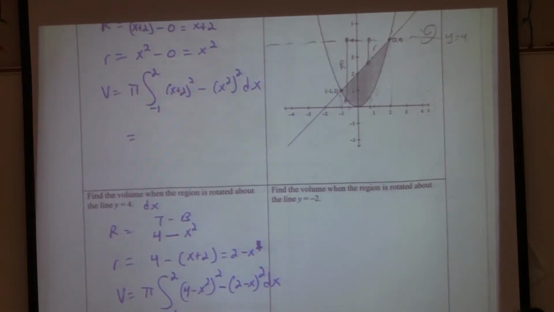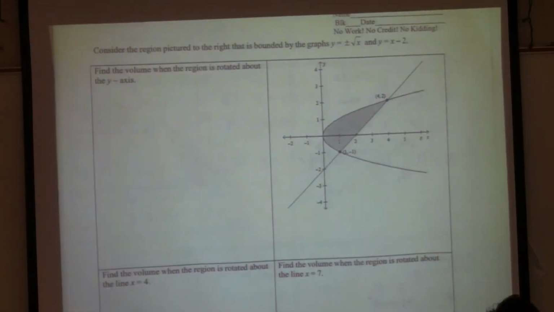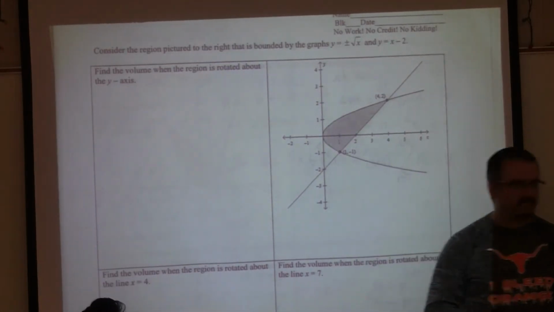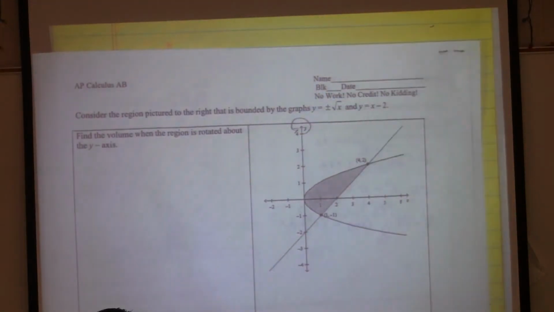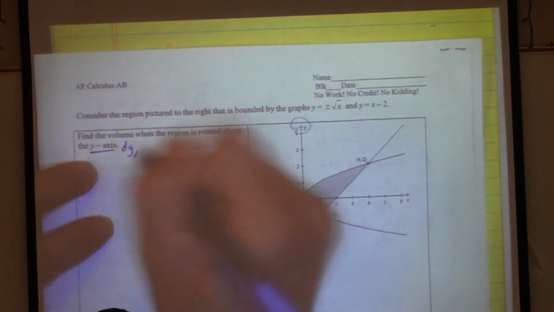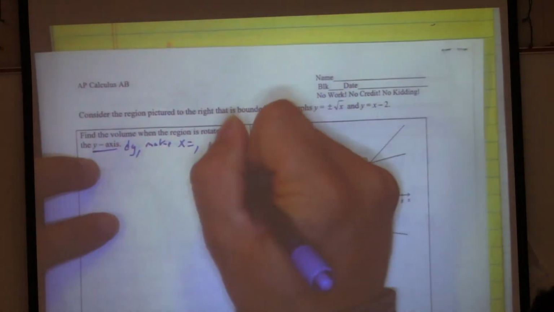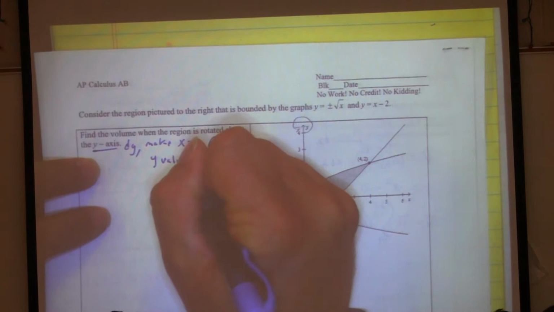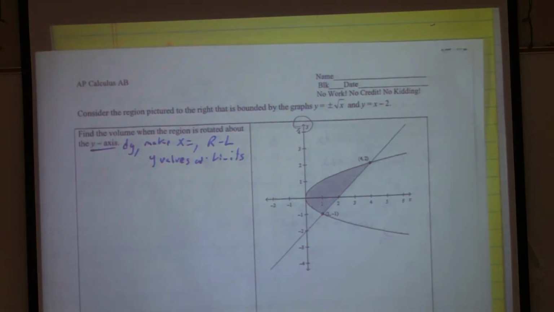Let's try another one. Let's switch it up now. Now we're going to rotate around the vertical axis. So now I have this bounded space, and they're asking us to revolve it around the y-axis. So if I'm revolving around the y-axis, what kind of a problem is it going to be? dy. What do I need to remember to do? Make x equals. What else? Right minus left for my radius. And I also need to use what? y values as limits. So what do you think the y values for the limits are going to be?